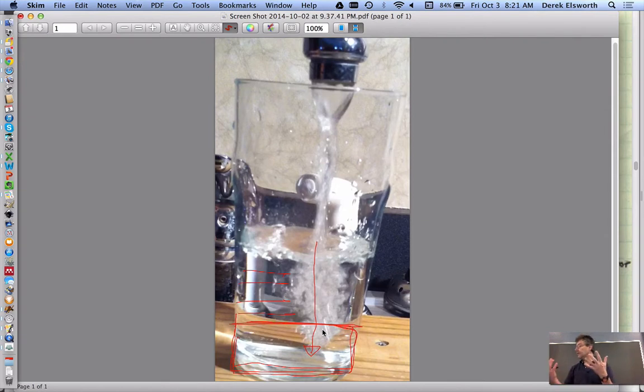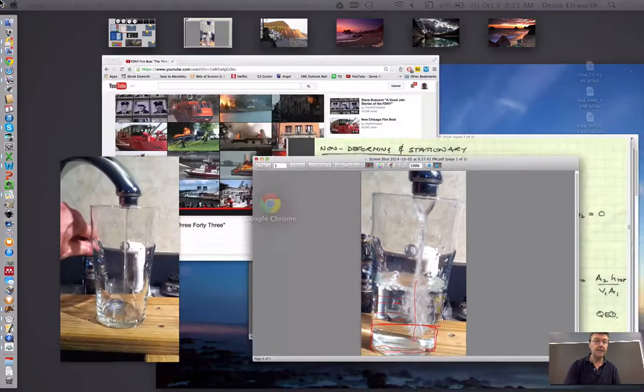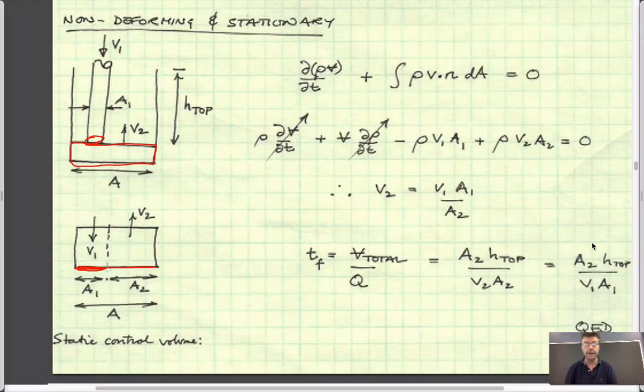But we're going to keep this at a steady, non-deforming control volume. It's this red brick, this red rectangle, which is really a hockey puck, right? Which doesn't change in size as the water fills up past it. And so that's the geometry that we're trying to accommodate here. And so let's try and apply our expression.